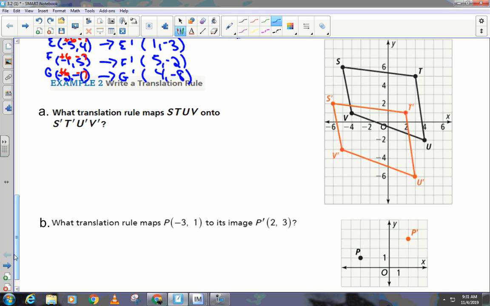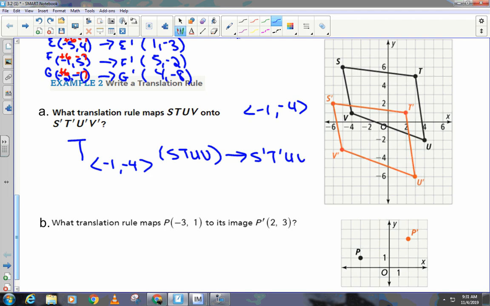Okay, so left is positive or negative? Negative. Okay, so that's negative 1, and down is negative 4. So if I wrote it in the right notation, I would do a translation, and then I would put a little vector down here, negative 1, negative 4, okay, and then it is STUV, and it maps onto S prime, T prime, U prime, V prime. So that's looking at what happened and giving the correct transformation.